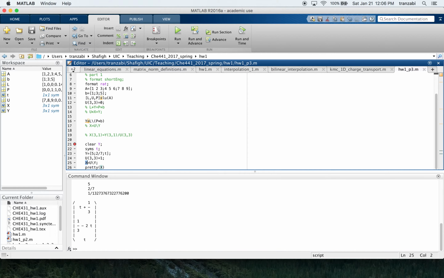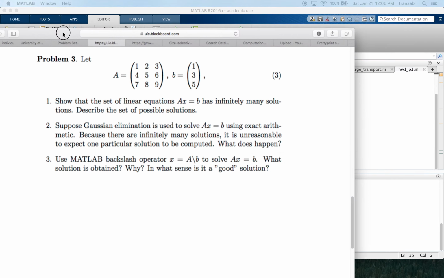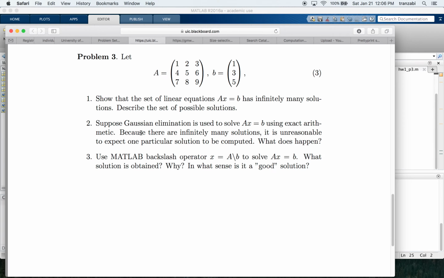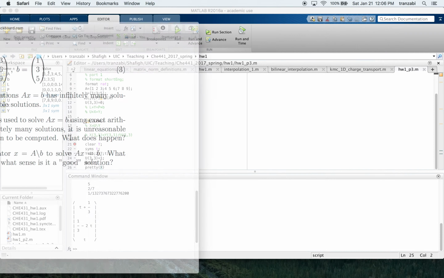Okay, so that is part 1. Now part 2, suppose Gaussian elimination is used to solve this. Because there are infinitely many solutions, it's unreasonable to expect one particular solution, as we saw before. What happens? Well, I guess I explained it.